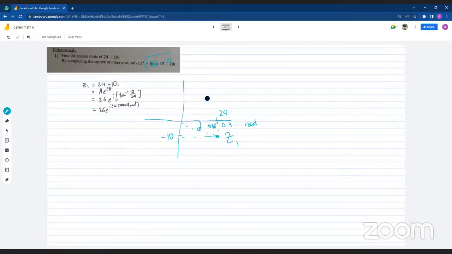2 pi minus tangent inverse 10 over 24. You are absolutely correct. Or to make our life even simpler, it is minus that. And then we're done. Can you accept it? So minus 0.39. Would that make sense? Yeah, sure. And minus is the overwhelmingly preferred way of doing things in complex numbers.